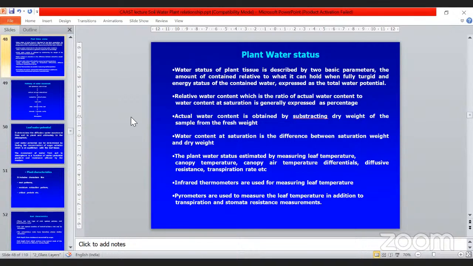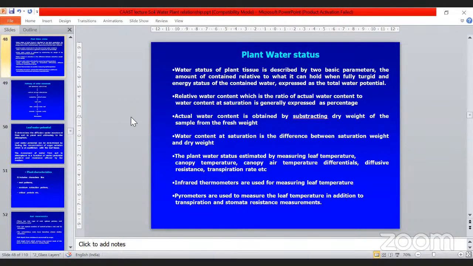So plant water status is there. The water status of the plant tissue is described by two basic parameters: the amount of water contained relative to what can be held when fully turgid, and the energy status of the contained water, expressed as the total water potential. When the plant is fully turgid and you want to absorb some water from there, how much potential is required, how much pressure is created in the roots? From the roots to the leaf surfaces, how much different pressure is created in the plant cell is called the total water potential.